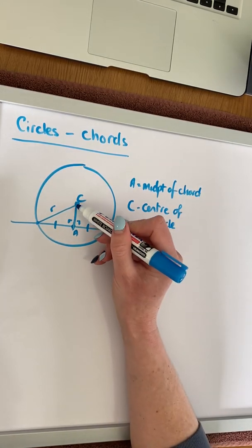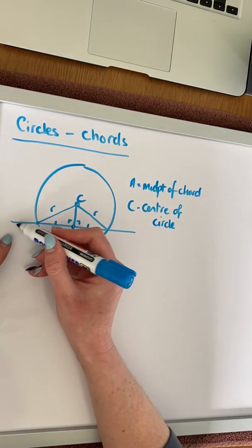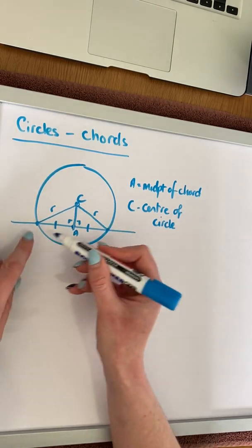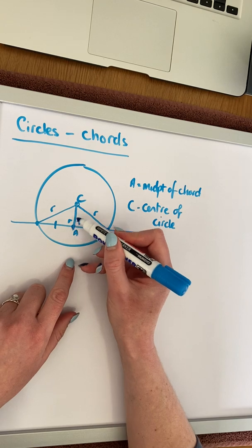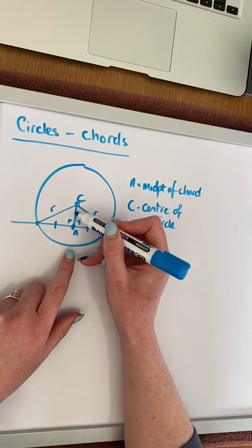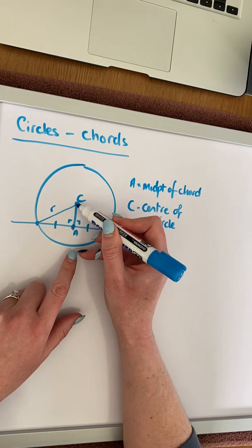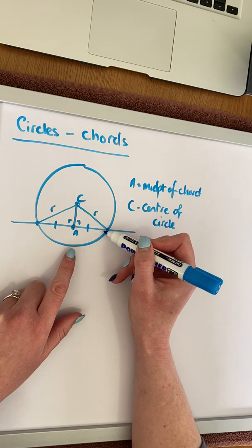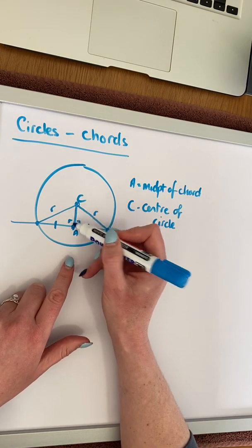So you have to be able to recognize that a chord will intersect the circle at two places. The chord will be split in half by this point here, point A, which is the midpoint, and this line connecting point A to point C, the center of the circle, will be perpendicular to the chord. So a couple of things that we can know about that.